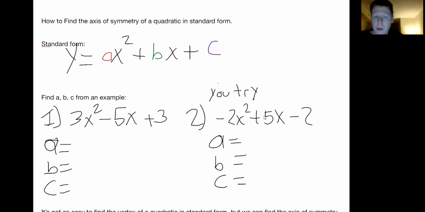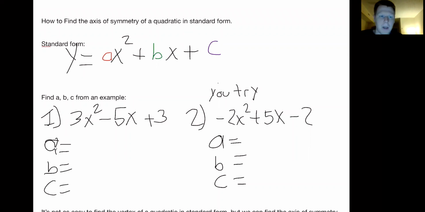I color coded those coefficients. a is the number in front of your x squared, b is the number or coefficient in front of your x, and then c is your constant, or just your number part that's added or subtracted at the end. So the first thing we need to be able to do when we're given a quadratic in this form is figure out our coefficients, or our a, b, and c, because depending on what we're doing, you need to be able to pull out these coefficients.